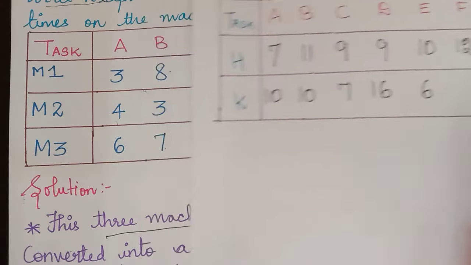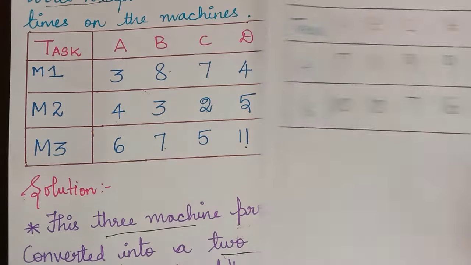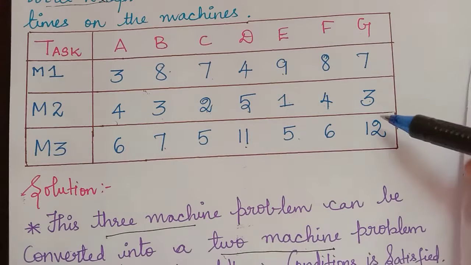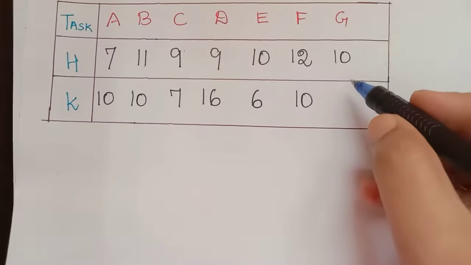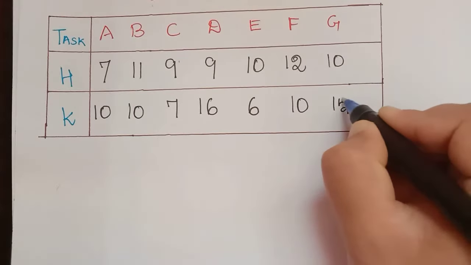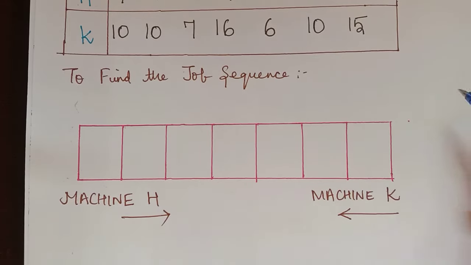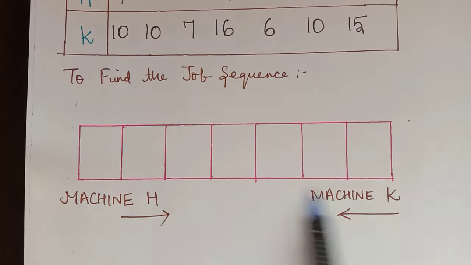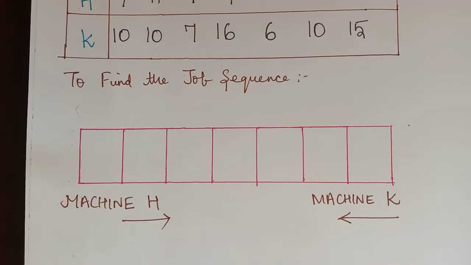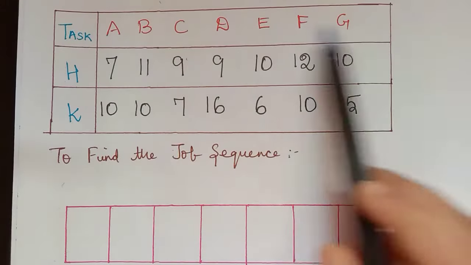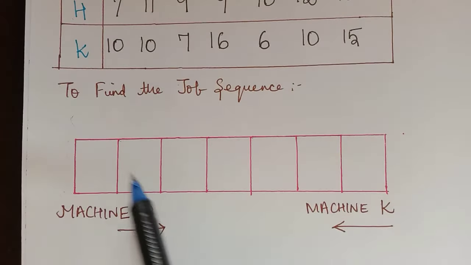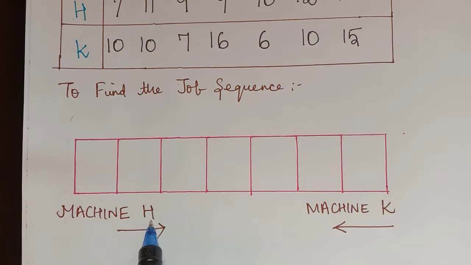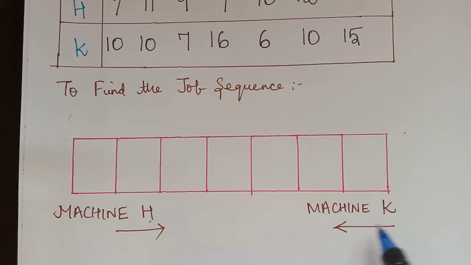And for F, it will be 4 plus 6, which is 10, and so write that 10 here. And finally for G, it is 3 plus 12, and so 15, which we have to write here. So now we have to find the job sequence, for which we have to draw the cells to write the jobs. So here we have jobs from A to G. So 7 boxes we need. So I have drawn the 7 boxes. And from left to right, I have written mission H, and from right to left I have written mission K.